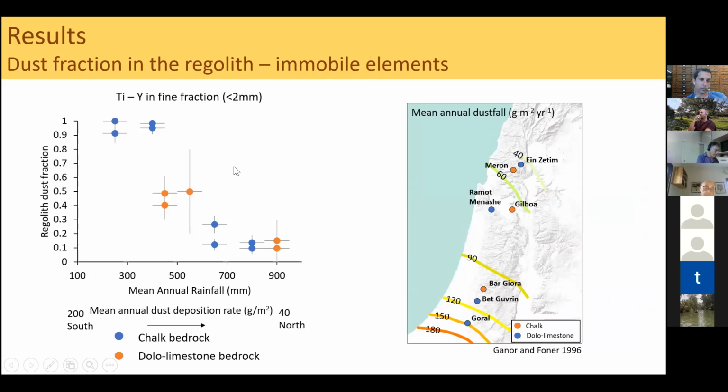Same for dust. We see that as we go from the dry south to the wet north, and actually further from the northern Negev, we get less and less dust in the soil. So in the south, we get one that is 100% dust. Near Gvaot Goral, the fine fraction of the soil is practically only dust. And if we go north, all the way to the Meron, there's very little dust, and perhaps even no dust within the uncertainty of our method.